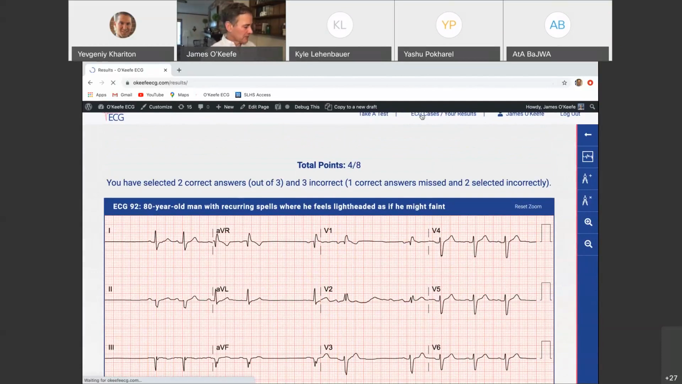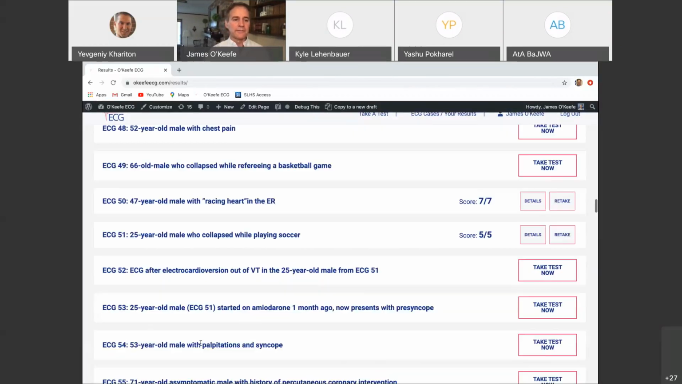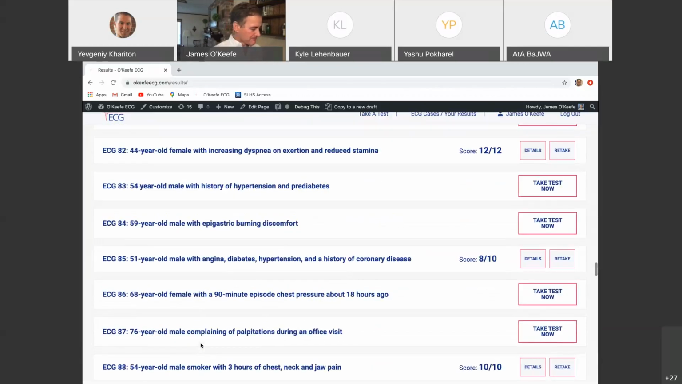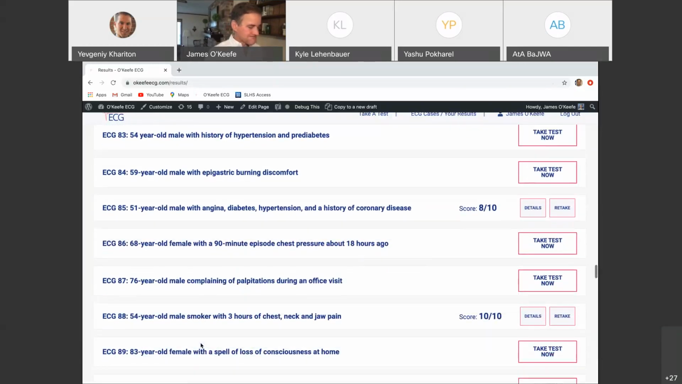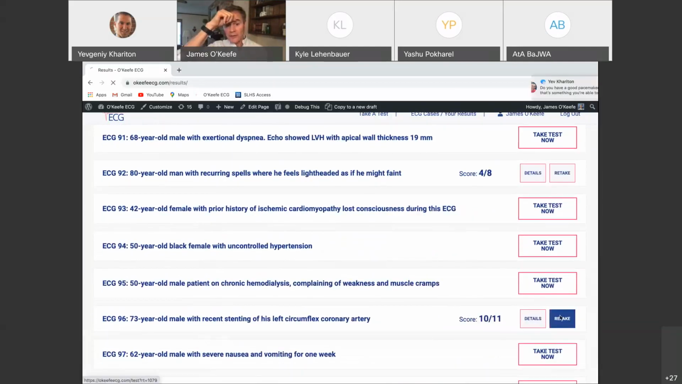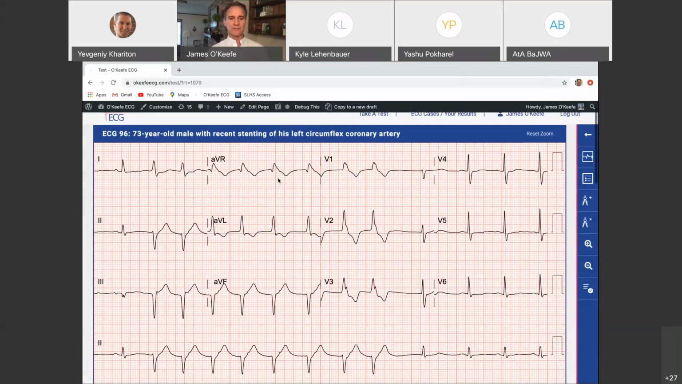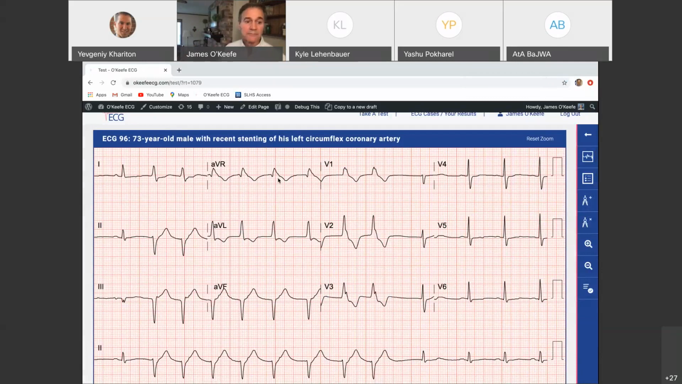So let's see, how about another rhythm issue here. So here's a 73-year-old male with recent stenting a couple days ago of his left circumflex coronary artery. And he's asymptomatic presently. This is just a routine follow-up post stenting ECG.